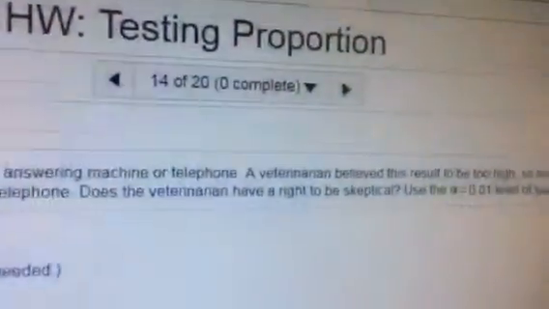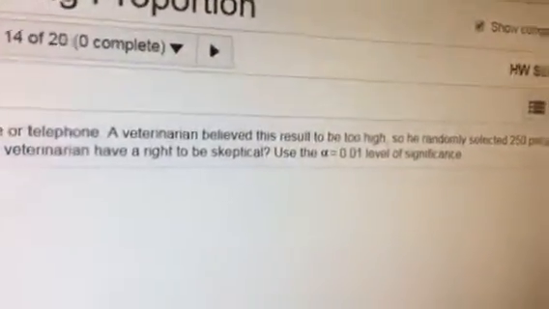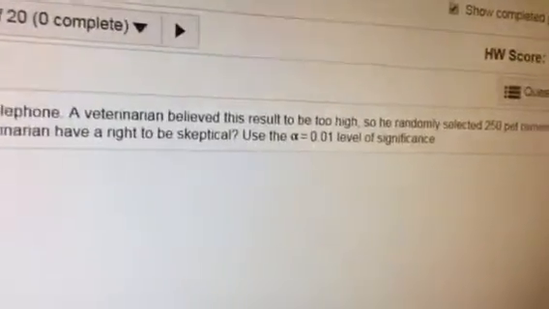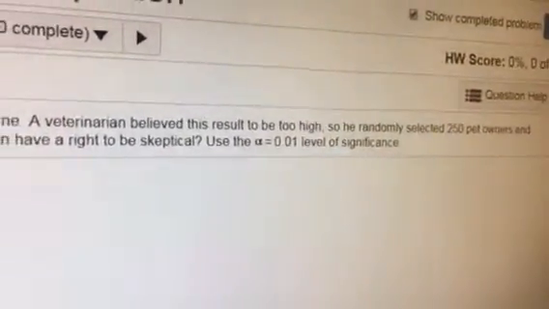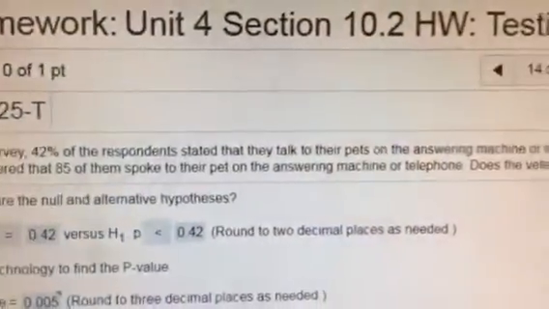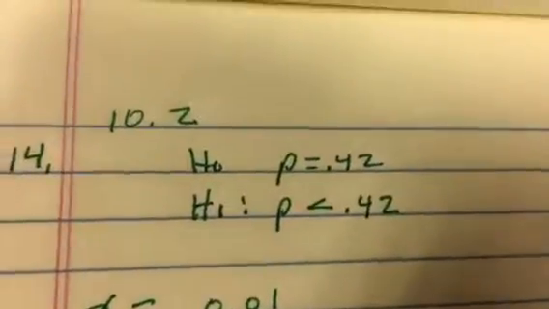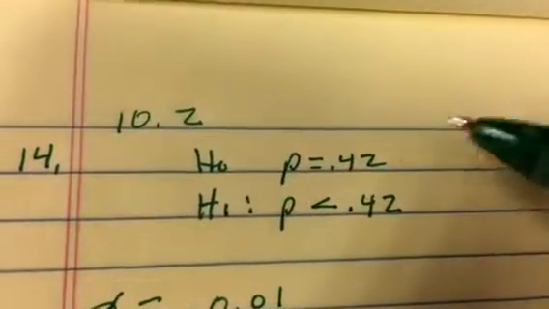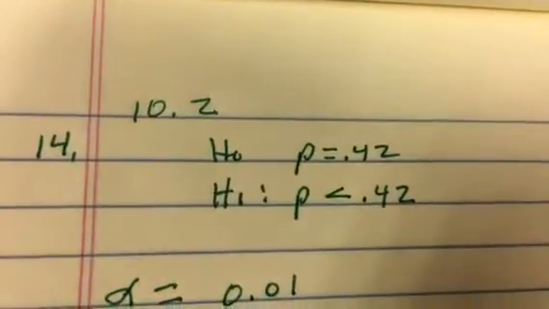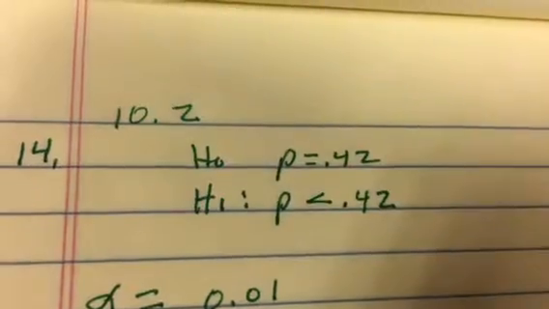A veterinarian believes that the result is too high. So he thinks that number is too high. So he randomly selected 250 pet owners and discovered 85 of them spoke to their pets. Now, if he believes that value is too high, his claim is that the p-value is less than 0.42. He thinks that this original 42% is too high. So P is less than 0.42.